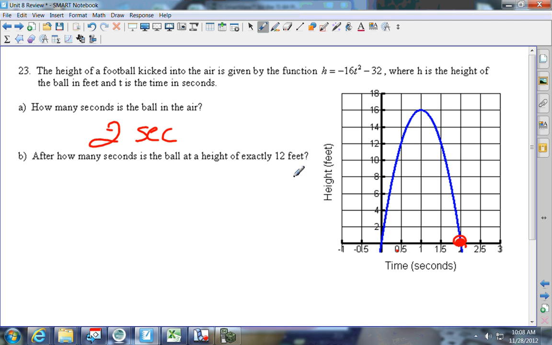After how many seconds is the height of the ball exactly 12 feet? 12 feet is right here. So where is it 12 feet? Well, I would go at 12 right here, and I'll come down. There's 0.5, and there's 1.5.